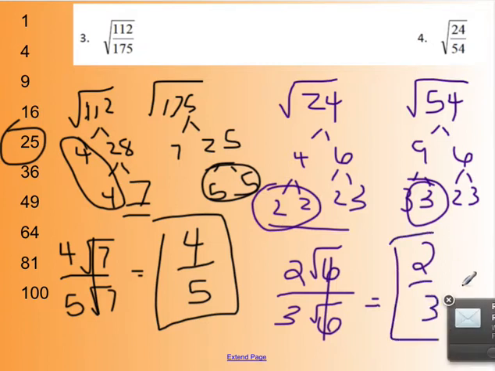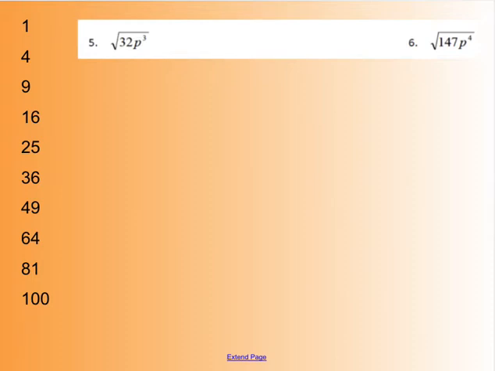So 2/3 is my final answer for number 4. Next, let's take a look at number 5. So we want to break down 32 as well as our p's. So 32 I know is divisible by 16. In fact, it's going to be 16 and 2. Well, 16 is one of our perfect squares, and 16 can break down to 4 and 4.